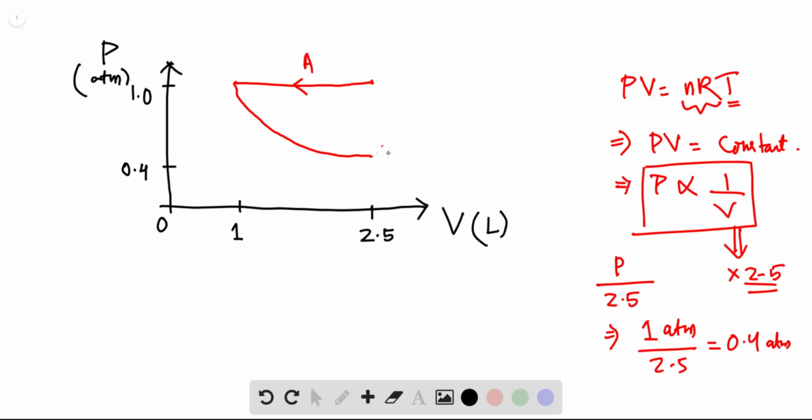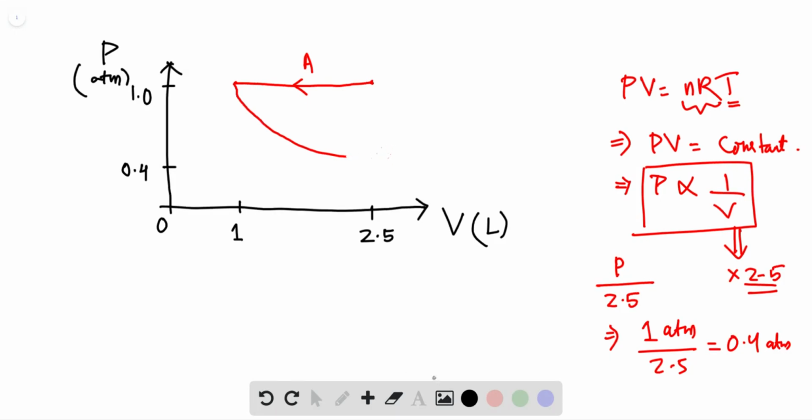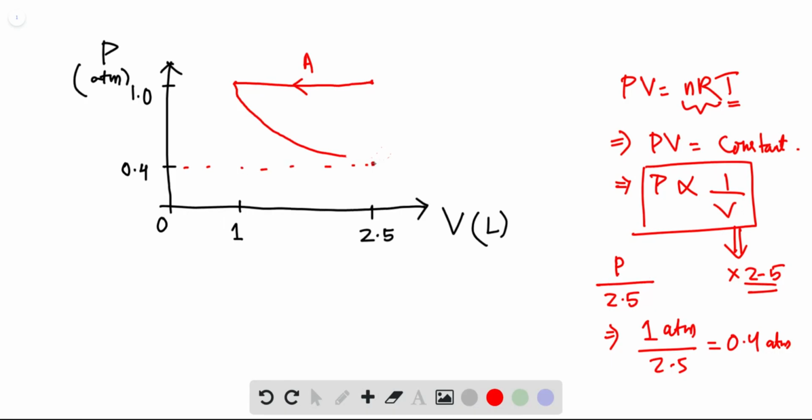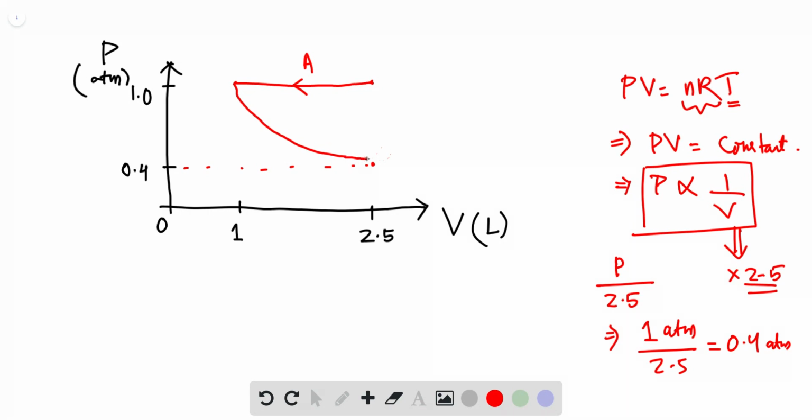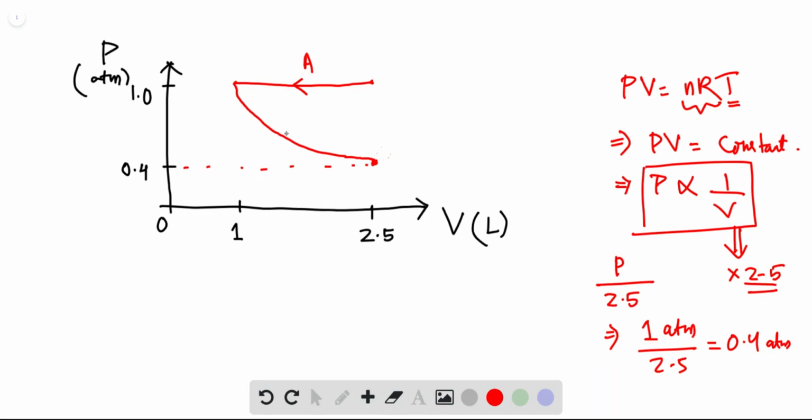Okay, there we go. So the final point would be aligned with 0.4 atmosphere. And since the process is going from here to here, the direction should be like this. And let's call this segment B.